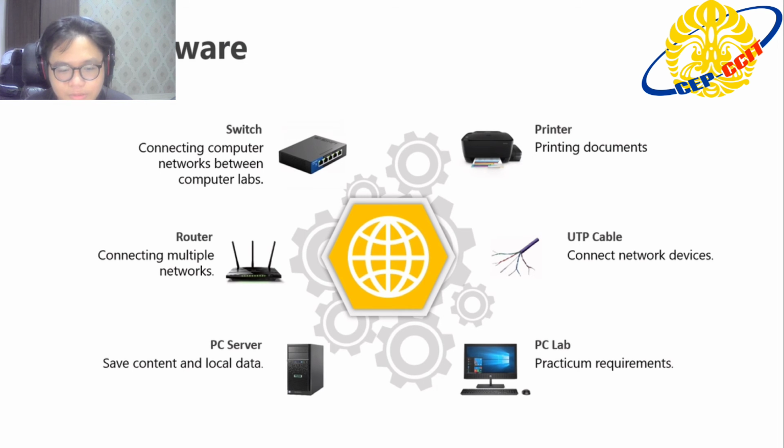Next is the router. It can be used to connect multiple networks. And then, the PC server. It is used to save content and local data. Then lastly, the PC lab, which is the most essential requirement of the hardware.